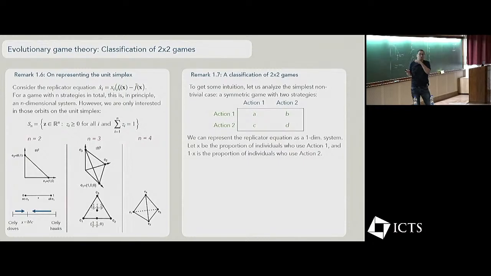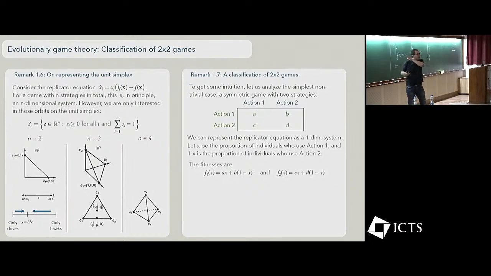So we can now represent replicator dynamics as a 1-dimensional system, as I just explained. We can say X is the proportion of those players with action 1, and 1 minus X is the proportion of players with action 2. And then we can compute the fitnesses of each player. For example, if I'm a 1 type, with probability X I meet another 1 type, then I get payoff A. With probability 1 minus X I meet a 2 type, then I get a payoff of B, and so on. And now we can actually do the autopilot.